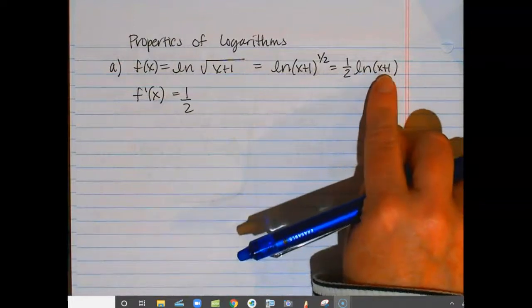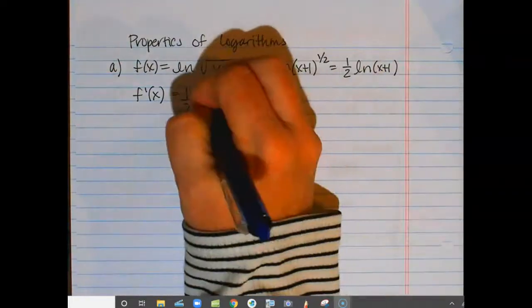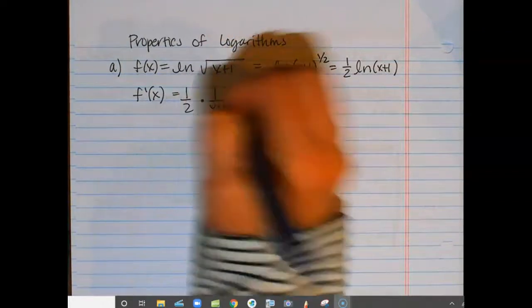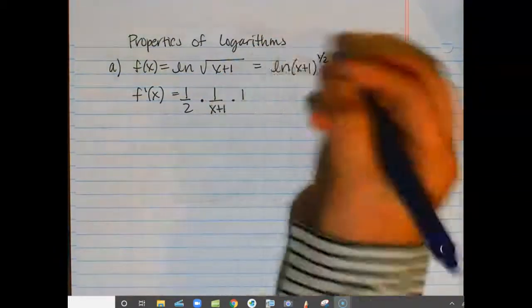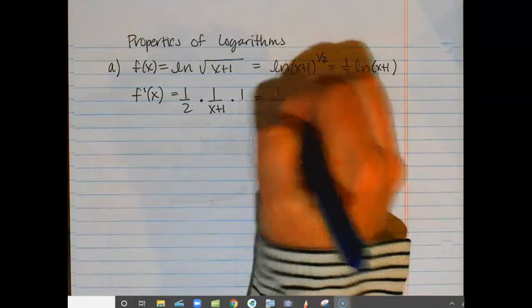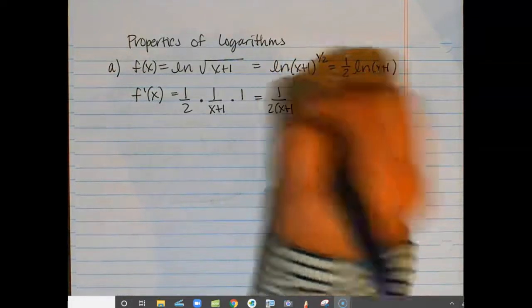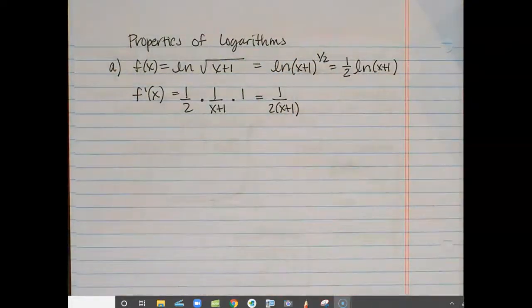We do 1 over whatever the argument is, so times 1 over x plus 1 times the derivative of this argument, which is 1, and we get 1 over 2x plus 1. A way easier derivative to take than if we'd have left it in the square root. Let's do another. This one looks really gnarly, and it probably is gnarly, but it'll be better when we rewrite it.